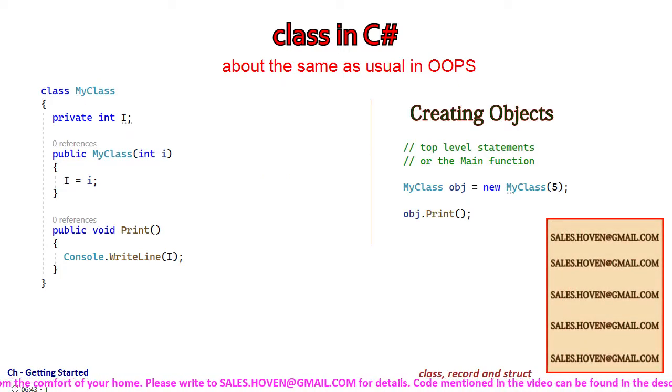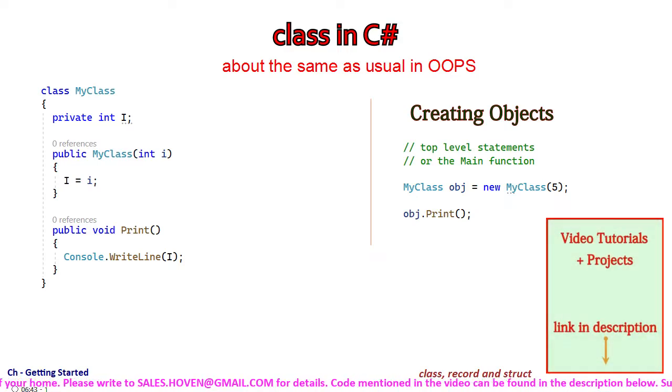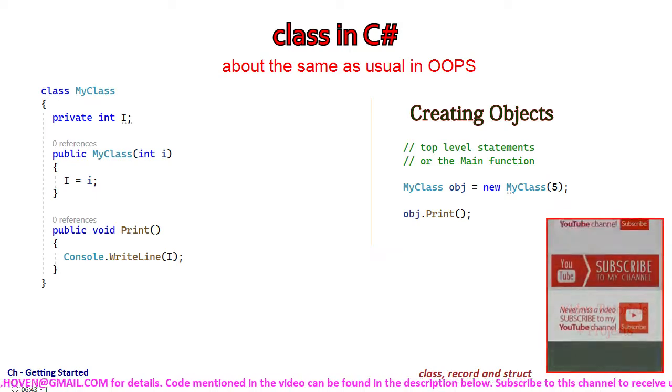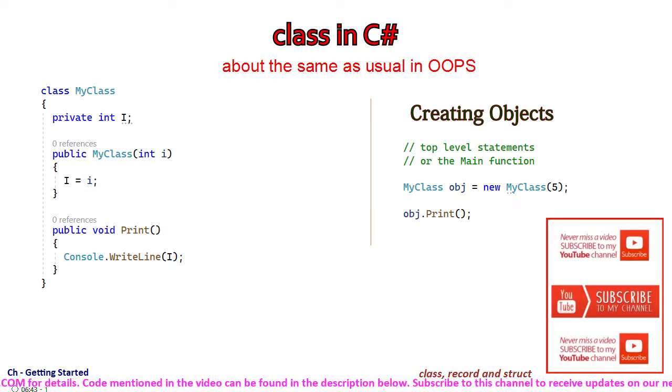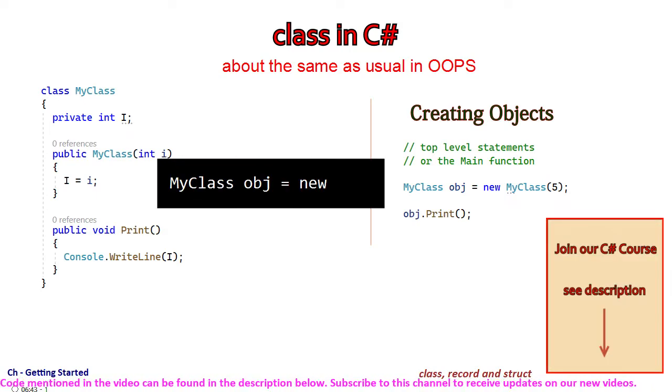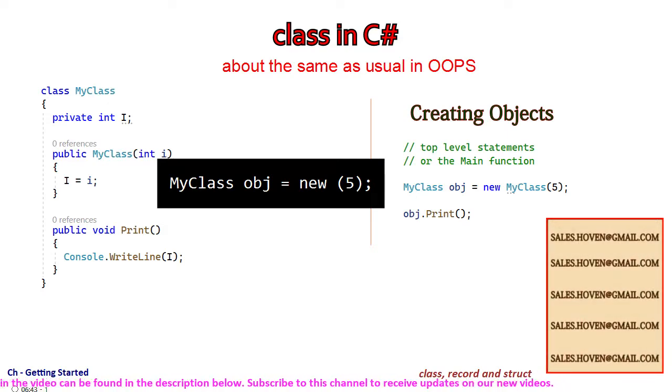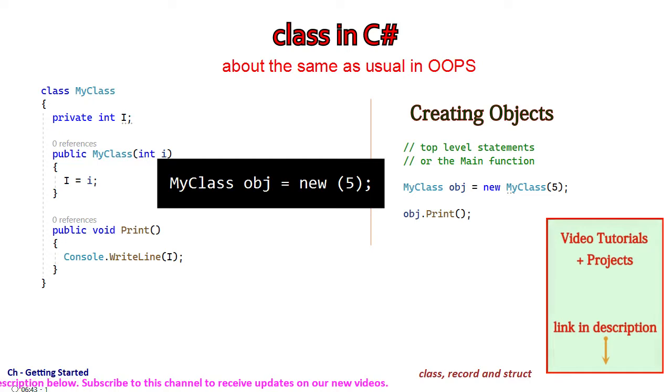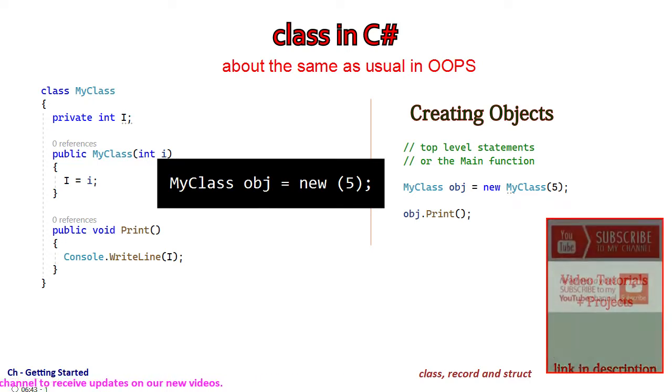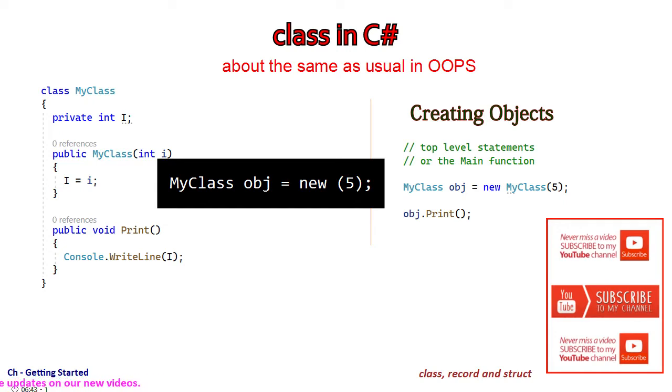An object can be created with the new keyword: myClass obj = new myClass, followed by the constructor arguments. The new expression can be simplified in newer versions of C#. We could have done it like this also: myClass obj = new, followed by the arguments. We do not have to repeat the name of the class after the new keyword.